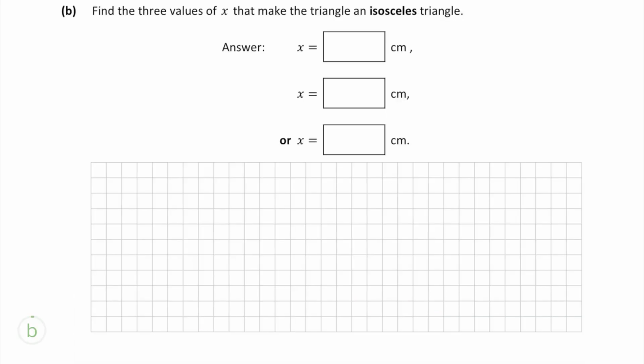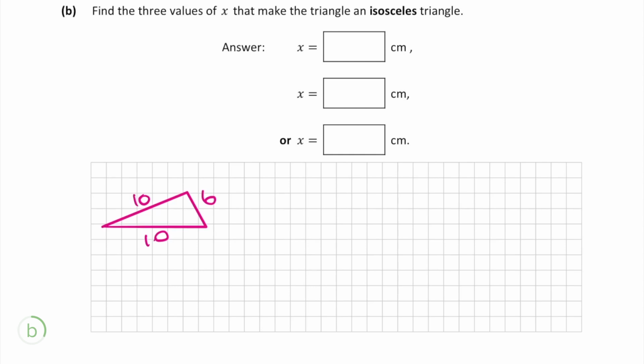Moving on to part B, we have to find three values of x that would make this triangle an isosceles triangle. There's no formula to find this answer, so the only way to find an answer is by trial and error and just running through examples in your head. Remember that the perimeter must be 26 centimeters.